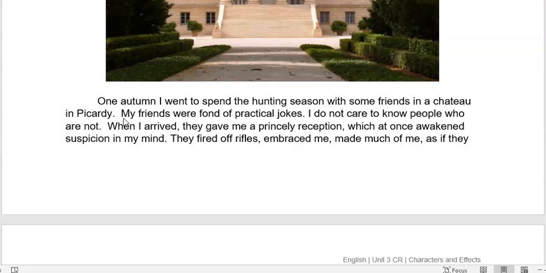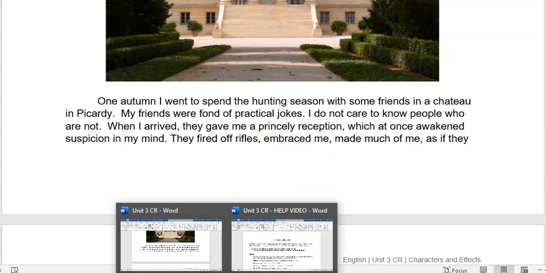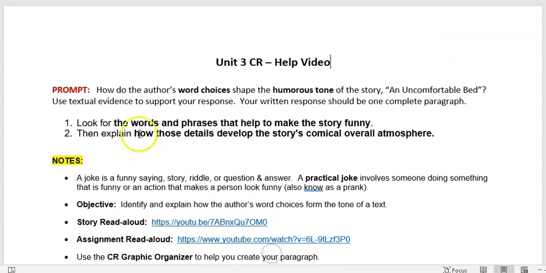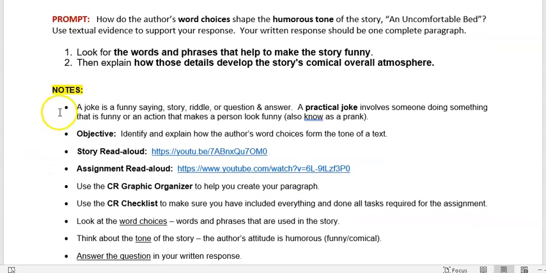Okay, so, "my friends were fond of practical jokes." Okay, so practical jokes. If we go into our notes, a joke is a funny saying, story, riddle, or question and answer. A practical joke involves someone doing something that is funny or an action that makes a person look funny, also known as a prank. So a practical joke is a prank.